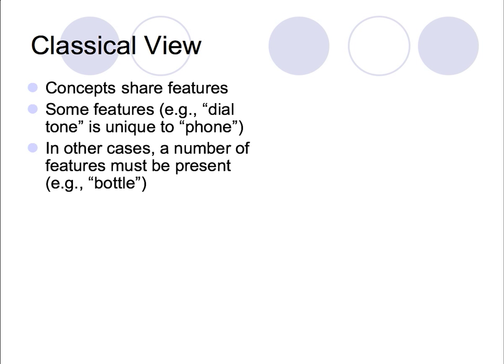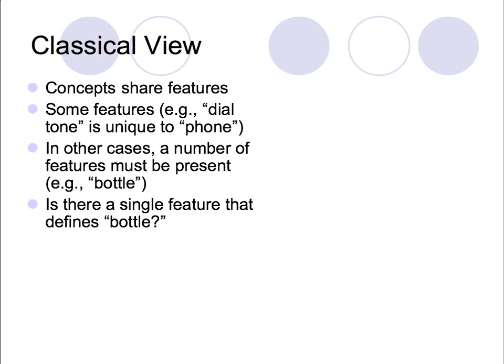In other cases, a number of features must be present, but not all are entirely necessary. Think of a bottle in your head, what you think of as your typical bottle. If you go through and think of the features it has, you're probably thinking it's clear, it might be colored green, it might be glass, it might be plastic. Is there a single feature that defines a bottle? Probably not, because some bottles are green, some are clear, some are plastic, some are short and fat, etc. So they share many different features.